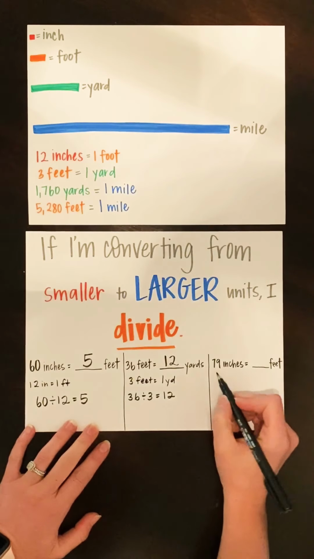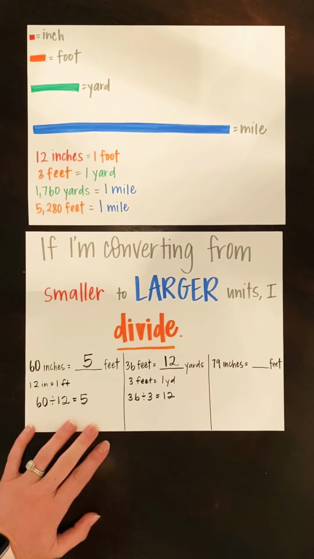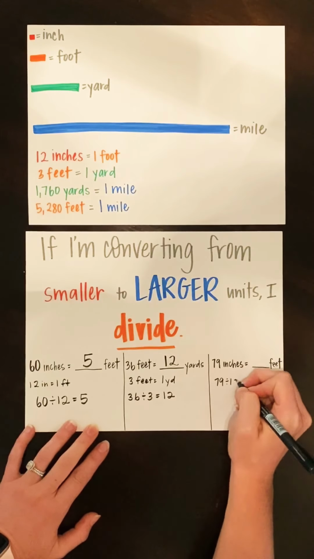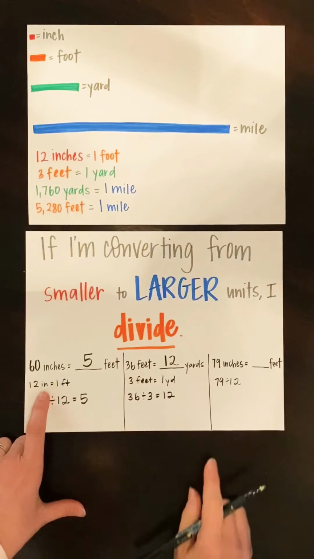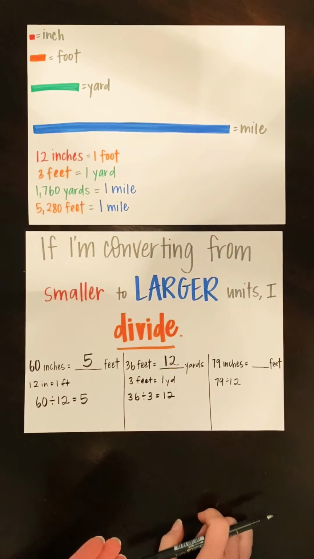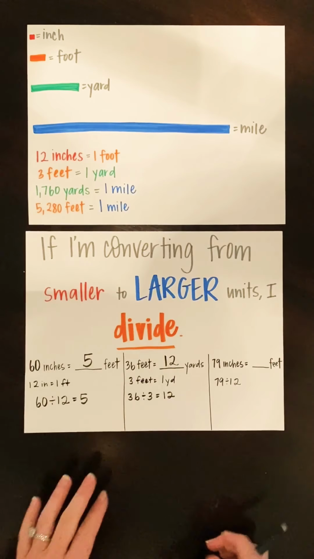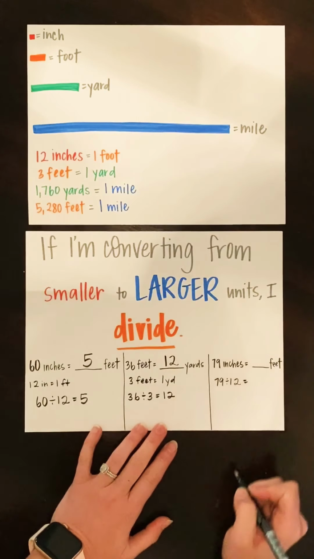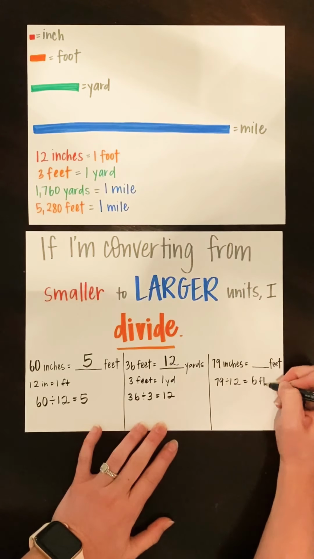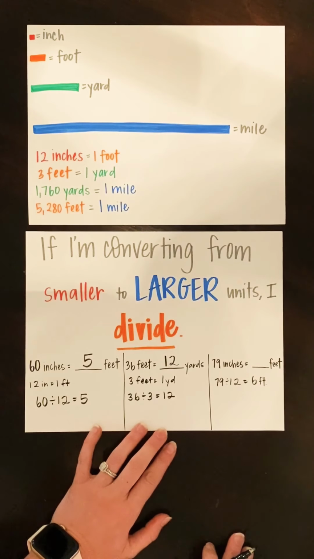One more, let's look at 79 inches is how many feet? Well, I know that it's 12 inches to make 1 foot, so I'm going to be dividing by 12. So 79 divided by 12, well, I already figured out that 5 groups of 12 is 60, so I could add on another group of 12, that's 72. Another group of 12 is 84, that's too many. So 79 divided by 12 is going to be 6 feet, because that would be 72 inches. And then I have a remainder.